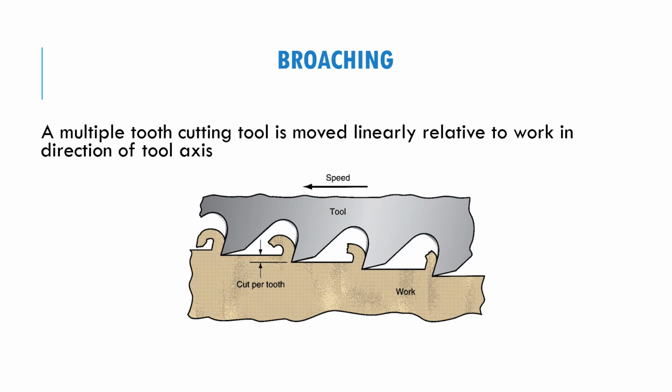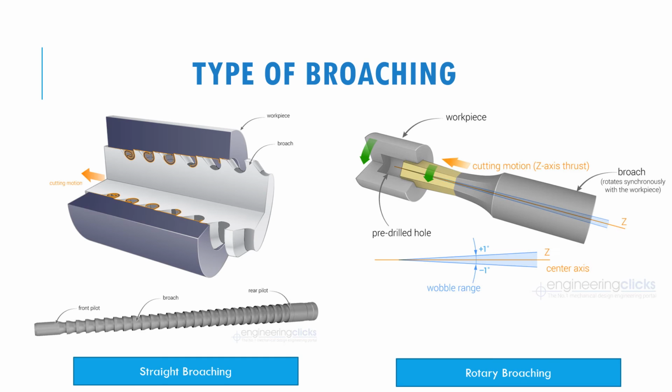The next process that we are going to look into is broaching. Broaching is a multiple tooth cutting tool which moves linearly relative to the work in the direction of the tool axis in order to create the final product. There are two types of broaching process. One is straight broaching, where the cutting tool is a straight long tool and the process can be performed in just one stroke. And another one is rotary broaching.